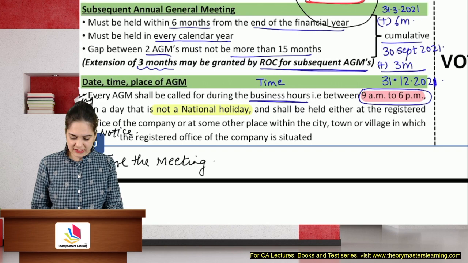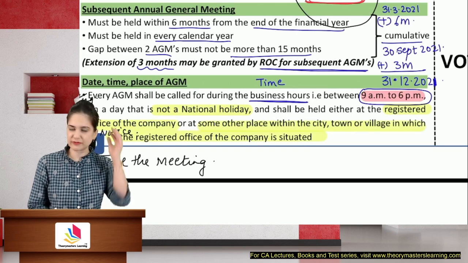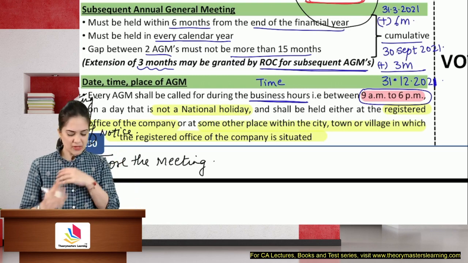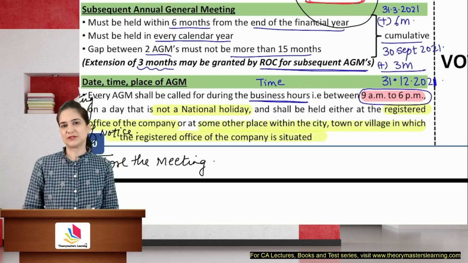Where will it be held? Either at the registered office of the company or some other place within the same city, town, village where the registered office is situated. Okay, you can hold the AGM in any place but within the same city, town, village in which the registered office is situated.